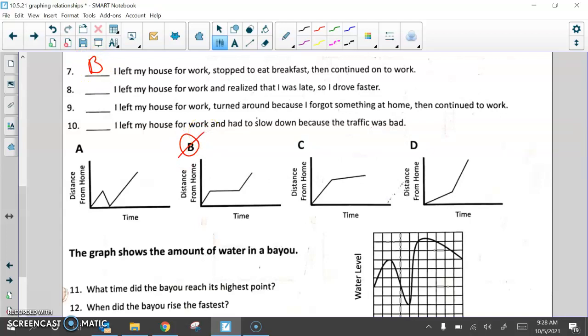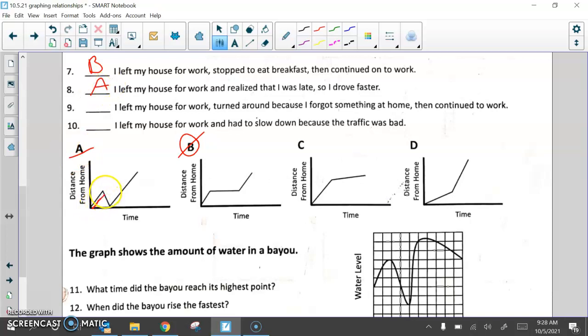Then we have, I left my house for work, realized I was late, so I drove faster. I left my house for work, turned around because I forgot something at home, and then continued. And then I left my house for work and had to slow down because the traffic was bad. Out of those 3, 8, 9, and 10, I definitely know number 9. I left my house for work, turned around because I forgot something at home, and then continued to work. That has to be A.